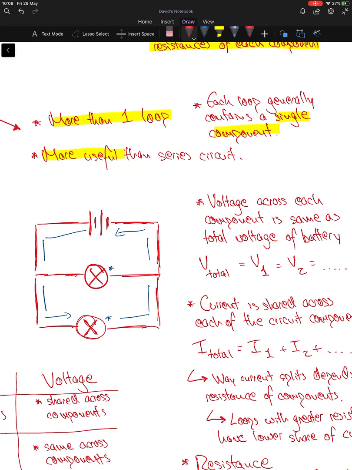Now, the voltage across each component is the same as the total voltage of the battery. So let's say we have a battery voltage of 6 volts. That means the voltage across the bulb would be 6 volts. And that means the voltage across this bulb would be 6 volts. And we represent that with our equation. V total, which would be our total voltage of the battery, equals V1, which would be our first bulb, equals V2, equals so on, depending on the number of components we've got.